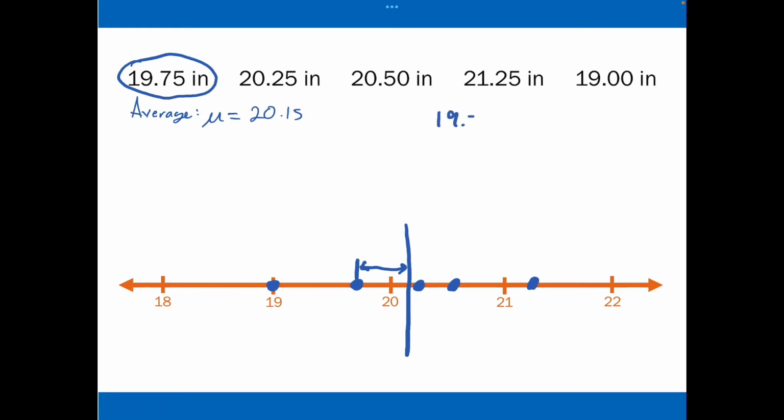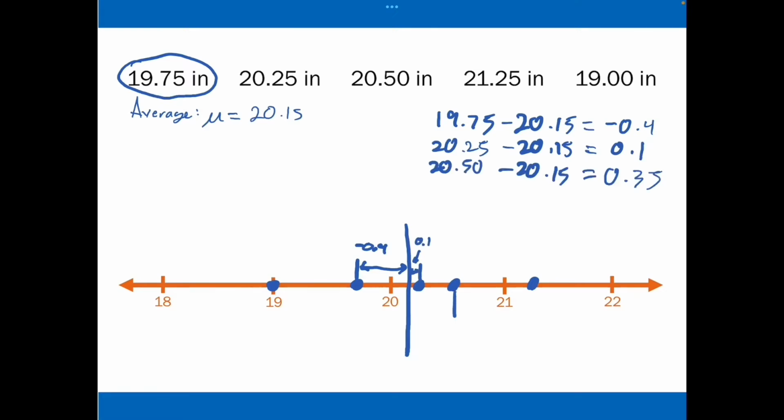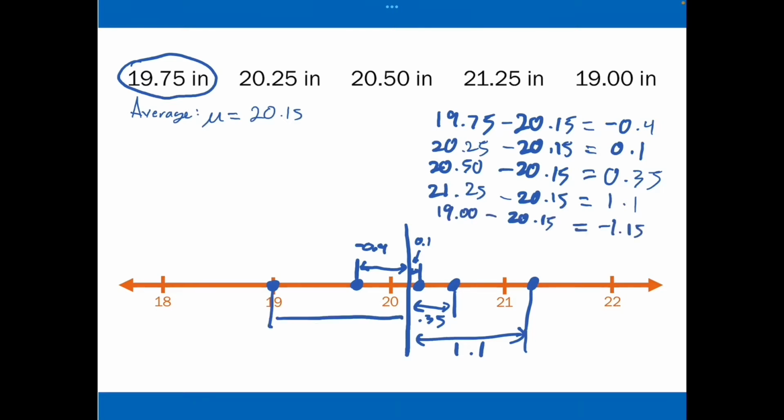And I would just simply subtract, and I would do 19.75 minus 20.15, and when I do that, I get negative 0.4. And that tells me that 19.75 is 0.4 units to the left of the center. And I'll do this for all of my values. And instead of talking about it really slow, let's just speed up and do this a little quicker. So there we go. We found the distance between each point and the center line.